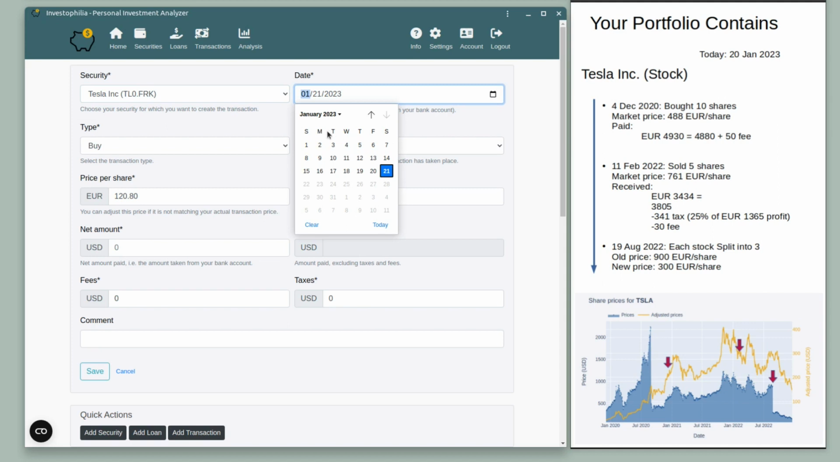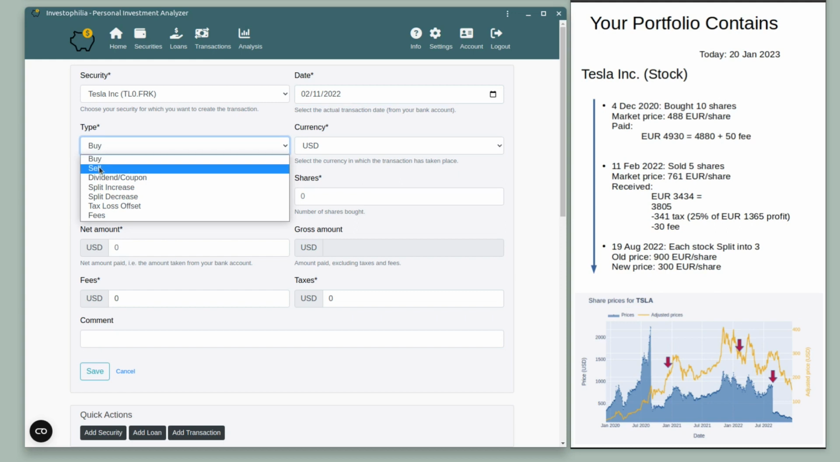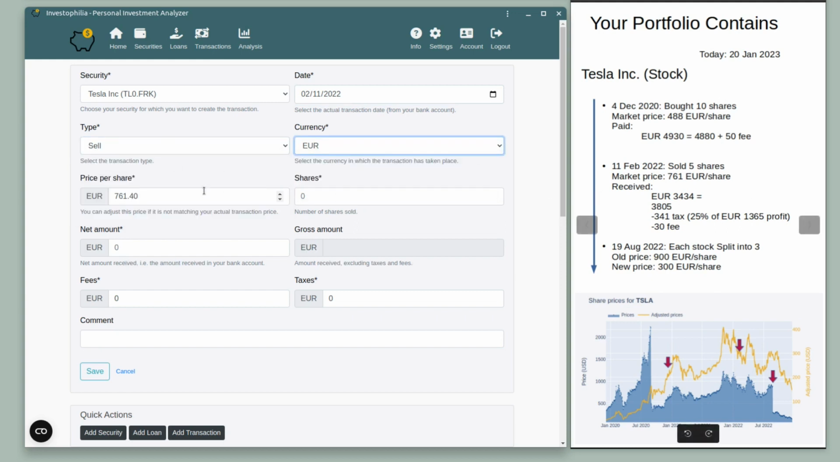And I need to choose 11 of February 2022. And then it is a sell transaction. The currency is euro. Again, the price per share should match the price per share that I see in the documents from my bank, and that's exactly the same or kind of the same.